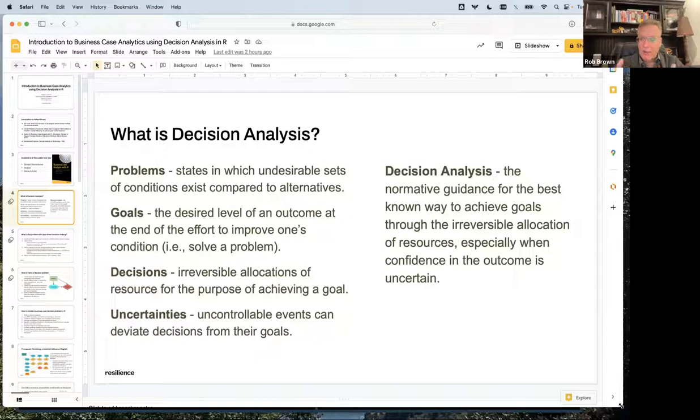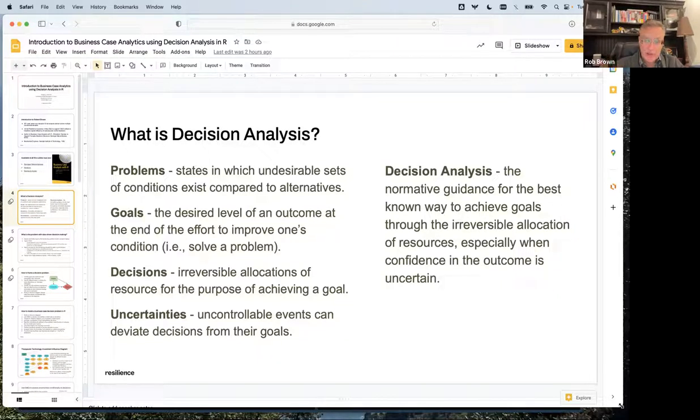As a result of that, we start to think about how we can move from an undesirable state to a more desirable state. And so we establish goals to achieve, to measure whether or not we've moved from that undesirable to the more desirable state. And in order to get there, of course, we must make decisions. And by a decision, I will always mean an irreversible allocation of resource for the purpose of achieving some goal.